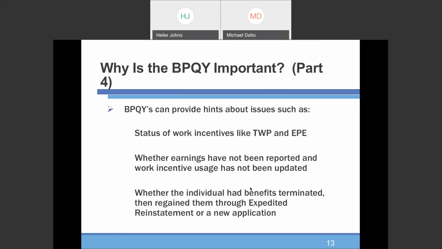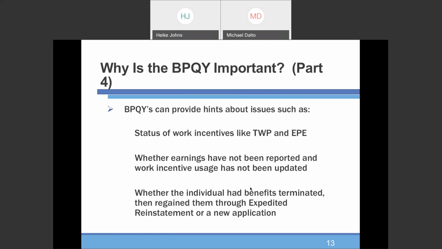The BPQY will provide the status of the trial work period and the extended period of eligibility. Again, it may not always be up to date if earnings haven't been reported to Social Security, or even if they've been reported, Social Security has not yet entered those dates or the data into their system. So with the information and clues you've got about earnings, you can often see if the work incentive usage information on the BPQY may or may not be accurate.